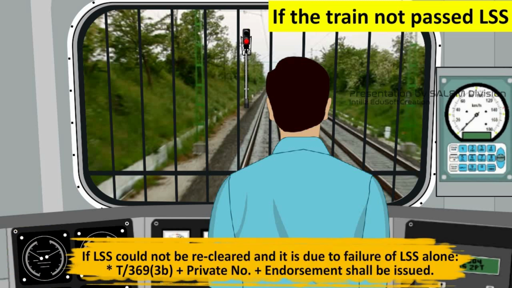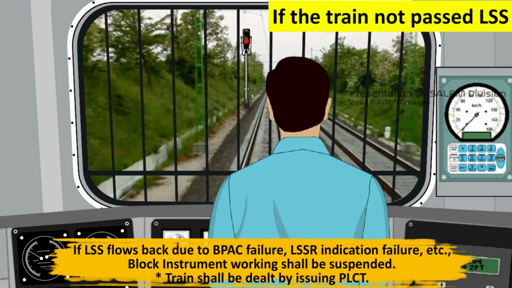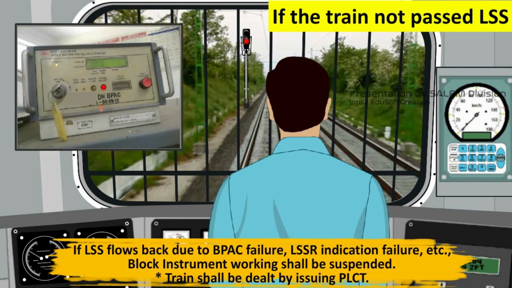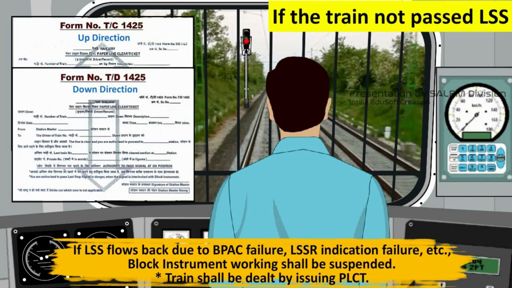If last stop signal could not be re-cleared and it is due to failure of last stop signal alone, then issue T3693B with private number of next station and an endorsement of signal flows back to on or failure. If last stop signal flows back to BPAC failure, LSSR indication failure, etc., block instrument working shall be suspended. Train shall be dealt by issuing paper line clear ticket.